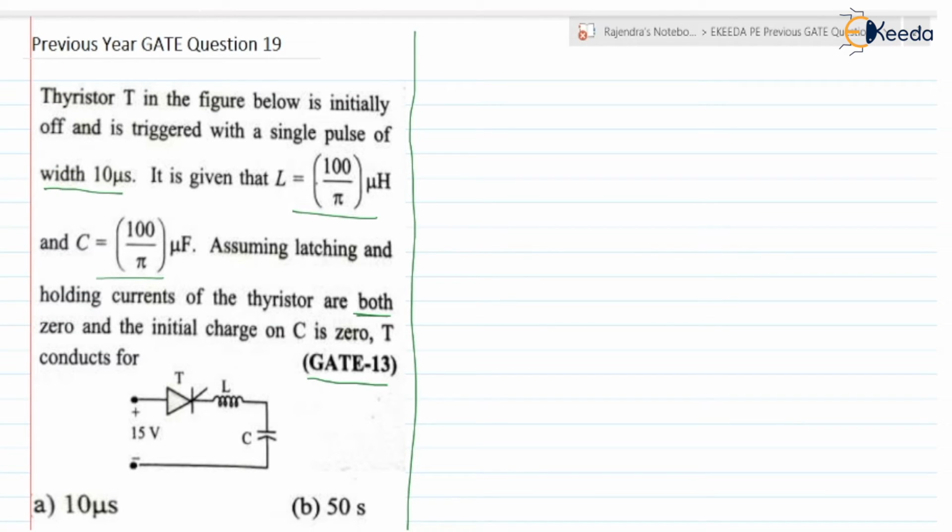This is very simple. It is simply related to the class A commutation circuit. Here the latching current is equal to the holding current, which is equal to 0 ampere. L is 100 by pi microhenry, and C is 100 by pi microfarad, which is the capacitor's value. Next, initially the thyristor is in an off state.